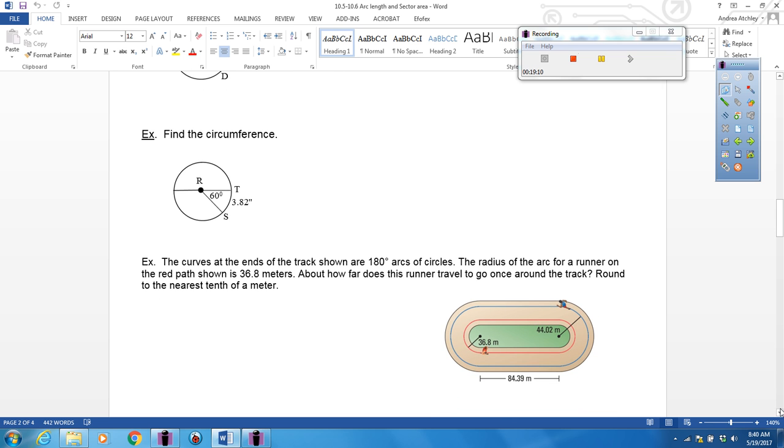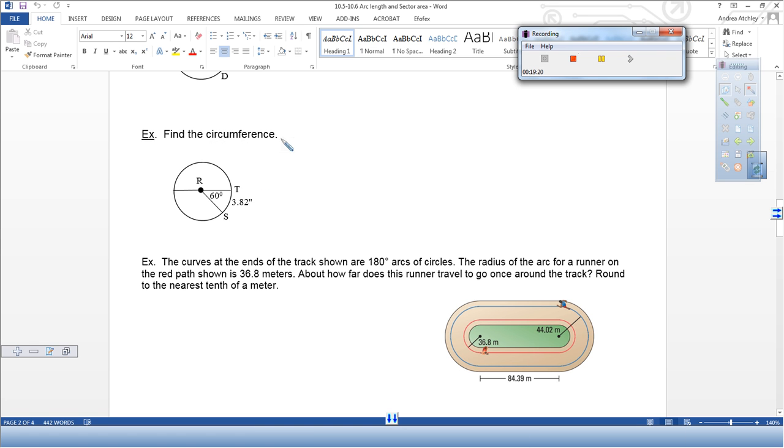Okay, we're going to find the circumference now. So on this, they gave you the arc length. They want you to find, well, first you need to find the radius or the diameter.